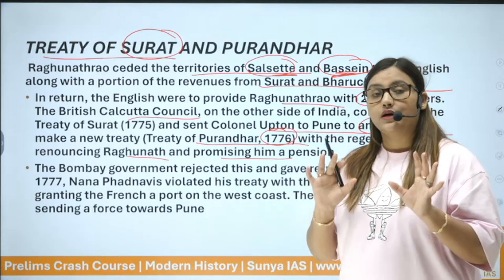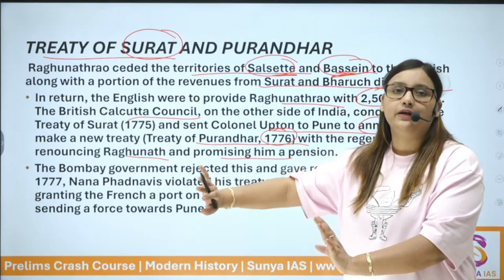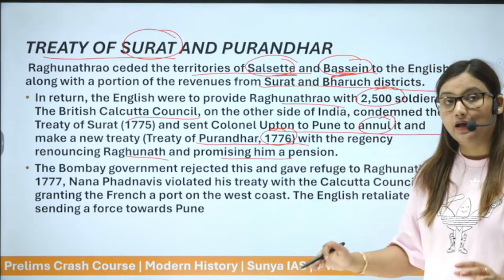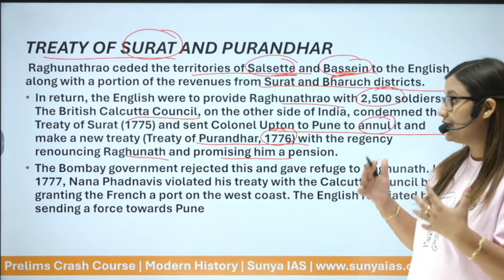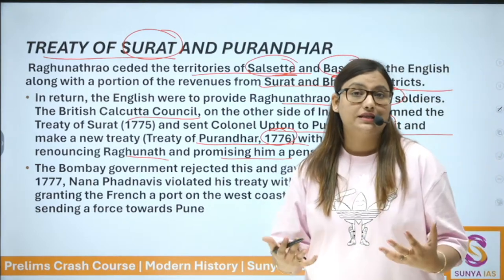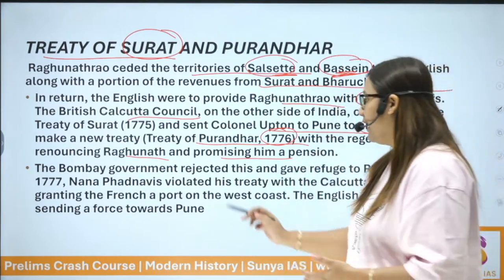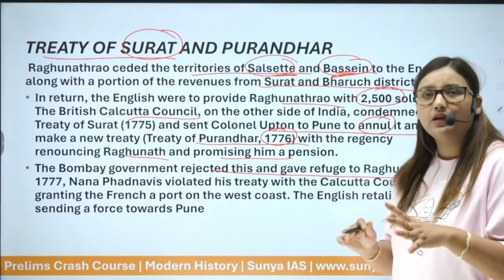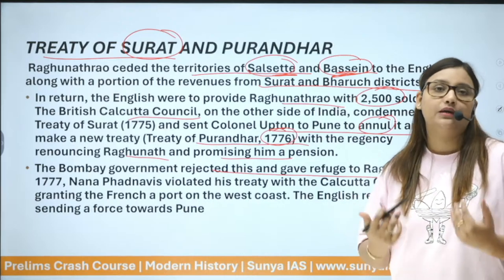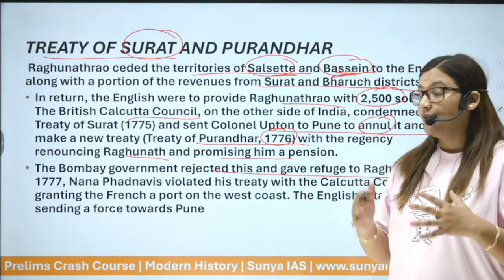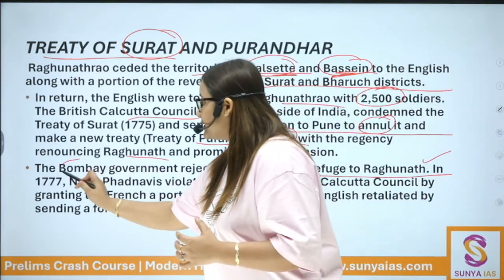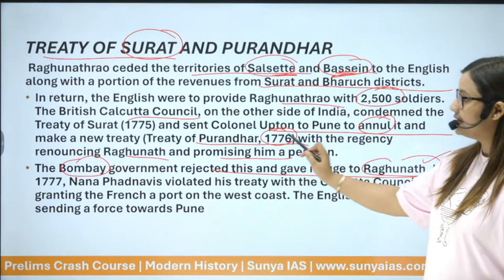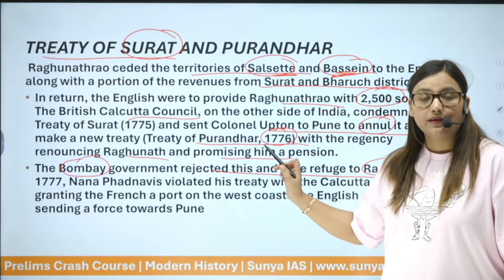So now Raghunath Rao was sidelined, and the Bombay government was not happy with this decision. They rejected it and gave refuge to Raghunath Rao. They said, okay, we will give refuge to Raghunath Rao because he came to us. So if the Bombay government is giving refuge to Raghunath Rao, is it not against the Treaty of Purandhar? Yes or no?